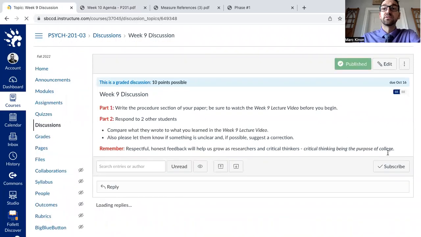Okay, so the week 9 discussion had to deal with writing the procedure section, and that's all. So in the week 8 discussion, you wrote the participant section. Okay, week 9 the procedure, and now week 10 we're going to go over how to write the measures section. Those are the 3 sections of the method section.